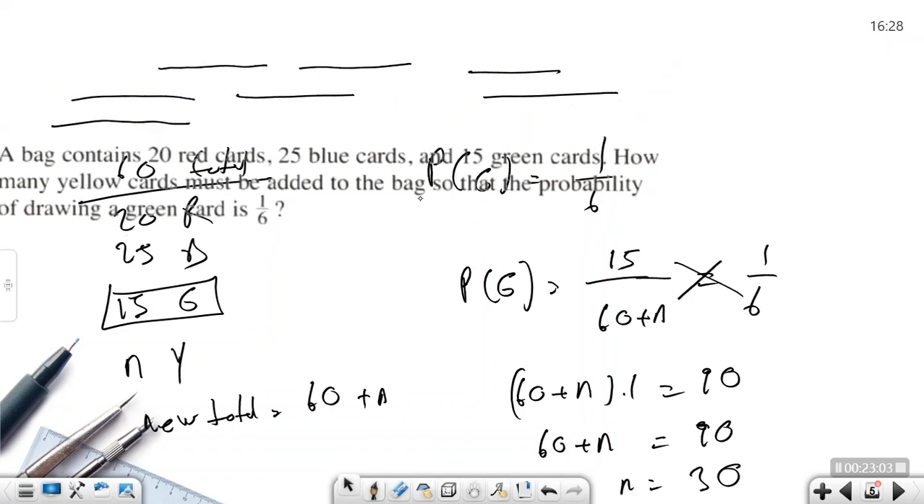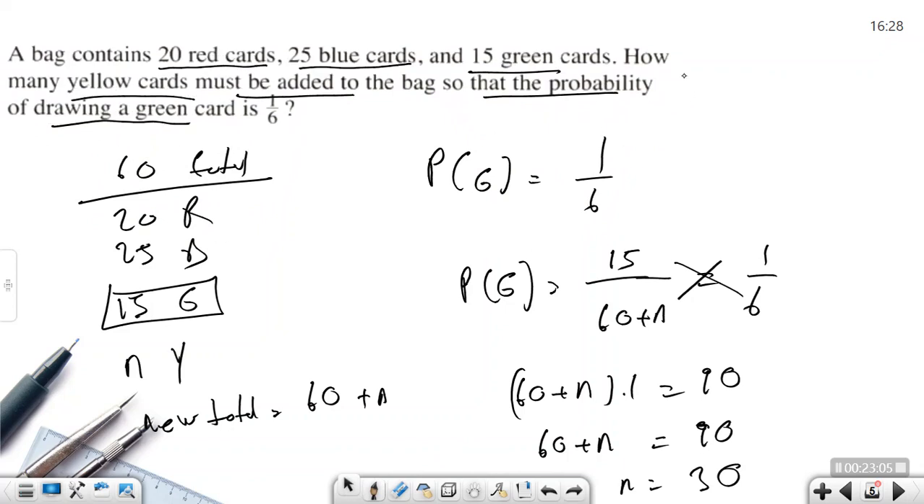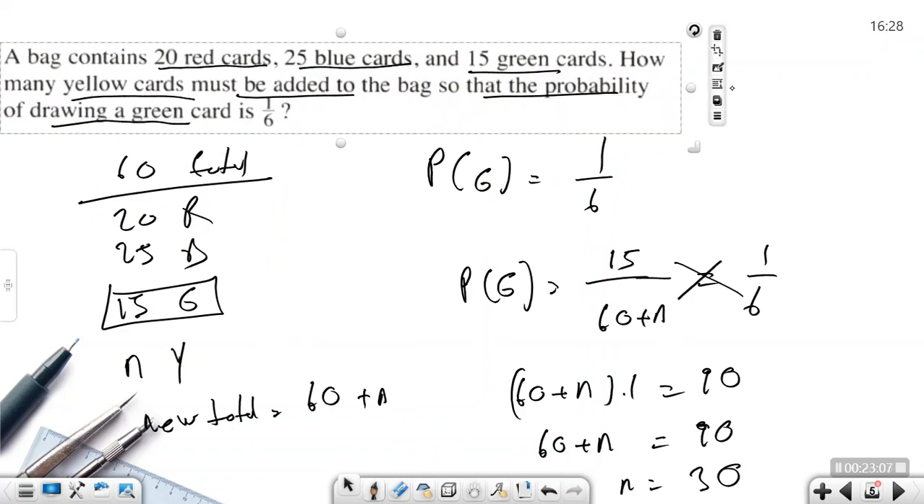Be careful, we add the yellow. Oops, sorry about that one. Let's mark that here, and that's okay. We add yellow, so the number of green didn't change here. If you add green, you need to add green here too.